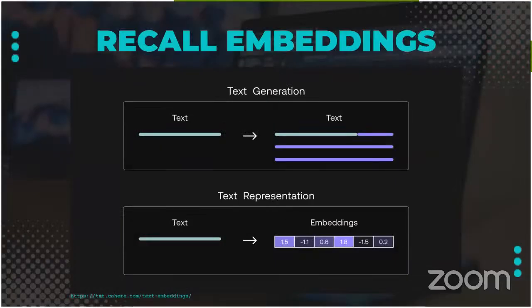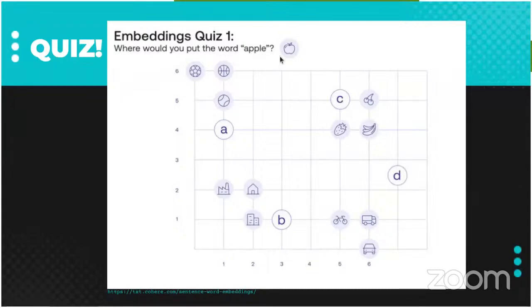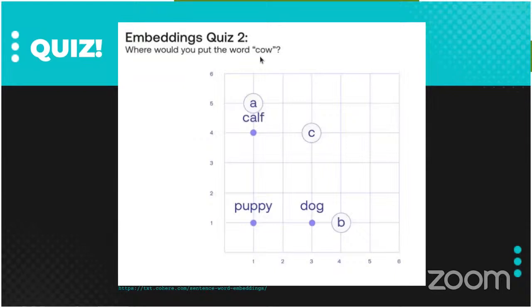Just for an example, where would you put the word apple? There's baseball, basketball, football. There's a house, a church, and cars, bus, bicycle, and the ferry, banana, whatever this is. What embeddings help us do is keep the meanings, or the close meanings or context, of words. So where would apple be? Apple would most likely be near where the fruits are. That's what the embeddings help us do. Also something like this, cow. This is a cow, a puppy, a dog, and where would the cow most likely be?